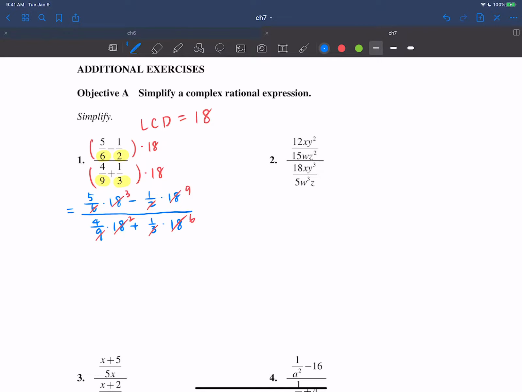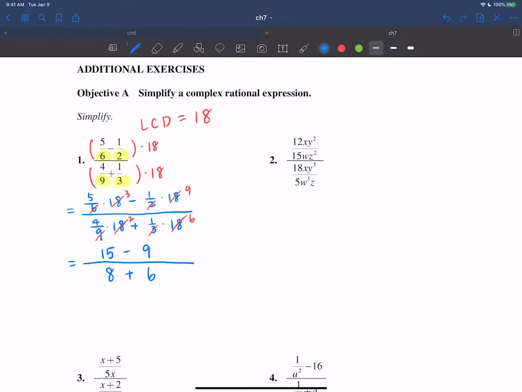Once you finish this part, you're going to write down what's left. And again, we still have our main fraction bar. On the top, first part, it's 5 times 3. You could write the result right away. It's 15. Copy the sign, which is a minus sign. 1 times 9, that is 9. For the bottom, the first part is 4 times 2, that is 8. Copy the sign, plus. And then 1 times 6, that is 6.